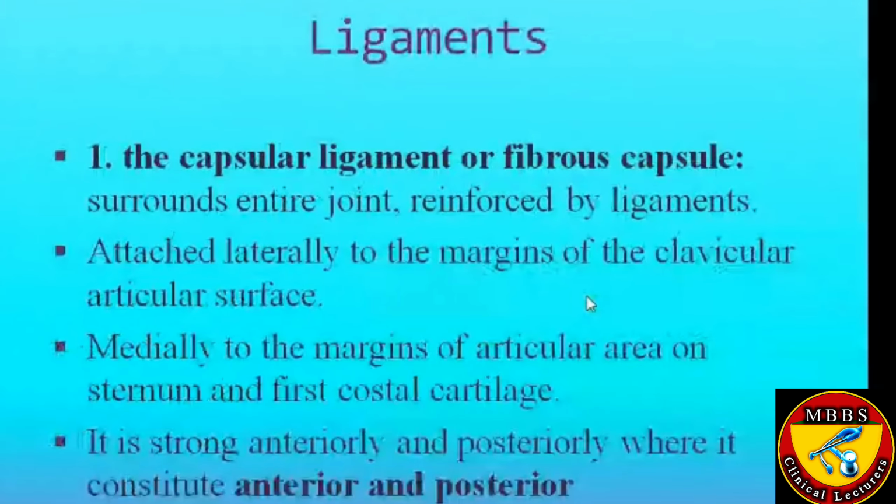Now, when we talk about the ligaments of the sternoclavicular joint, we have the capsular ligament, which is also known as the fibrous capsule. This surrounds the entire joint and is reinforced by the ligaments. Laterally, the fibrous capsule is attached to the margins of the clavicular articular surface. Medially, it is attached to the margins of the articular area on the sternum and the first costal cartilage.